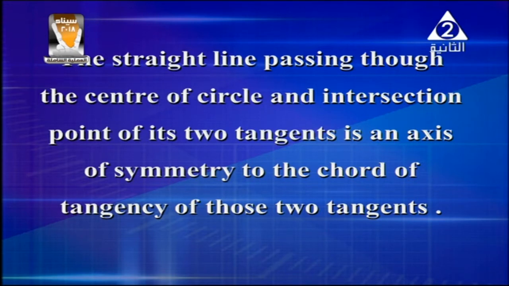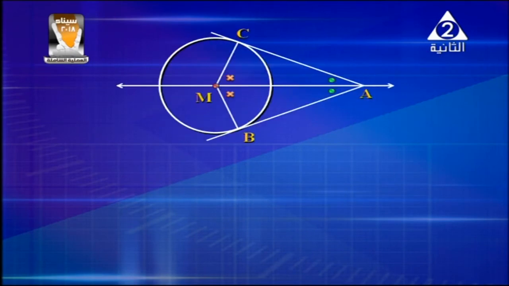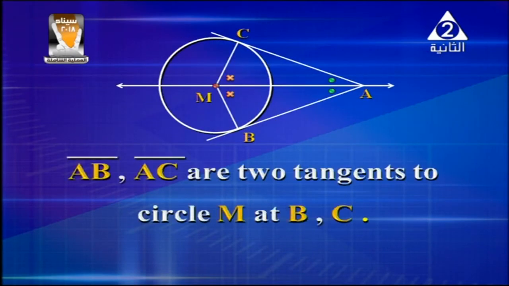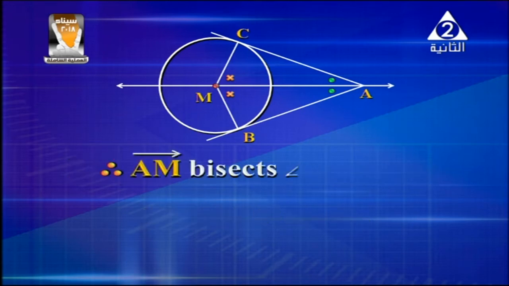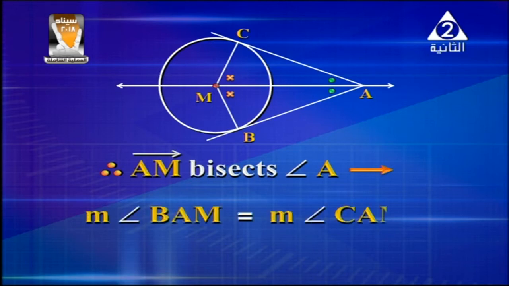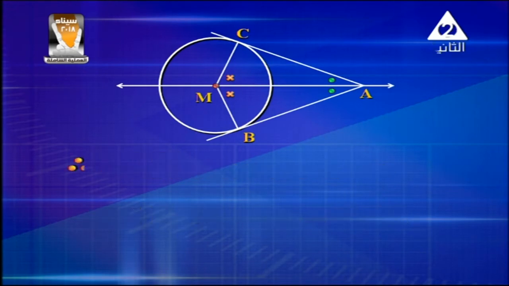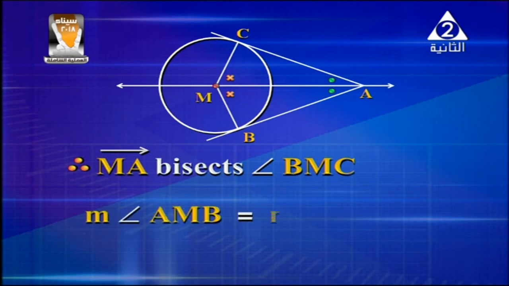Then what about the other note? Yes, in the figure opposite, you are going to notice that AB and AC are two tangents to the circle M at B and C. And you are going to notice that AM bisects angle A. And this will lead us to measure angle BAM equals measure angle CAM. And also ray MA bisects angle BMC. So we can say that measure angle AMB equals measure angle AMC.